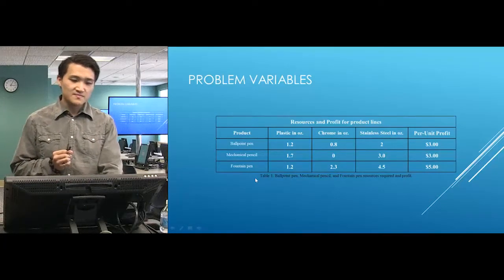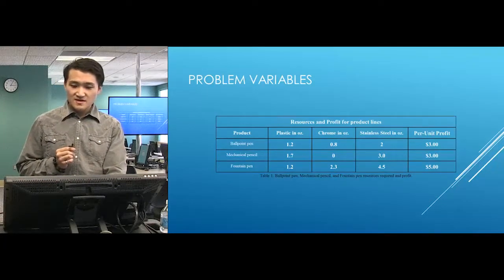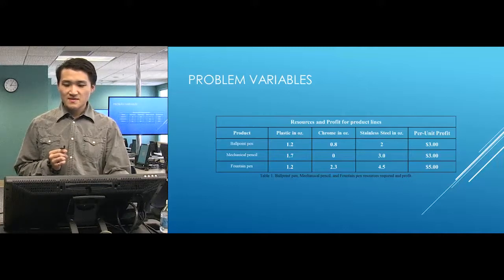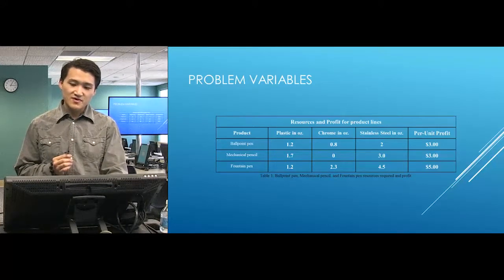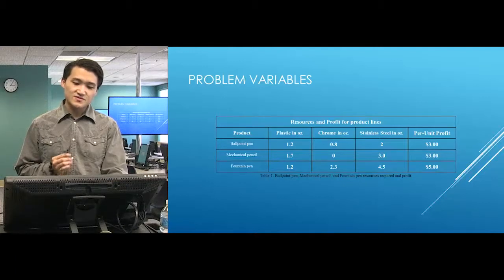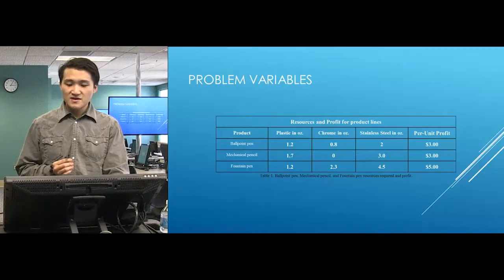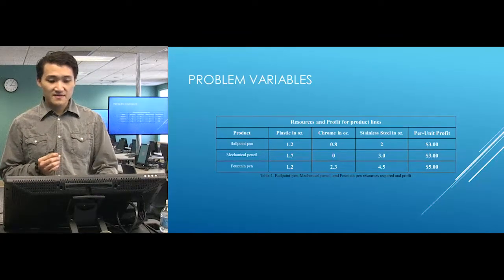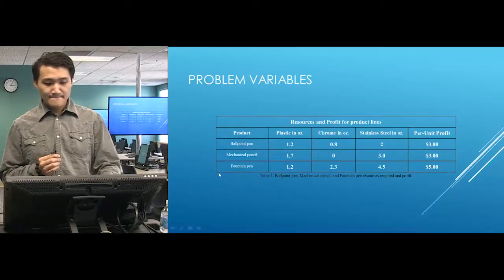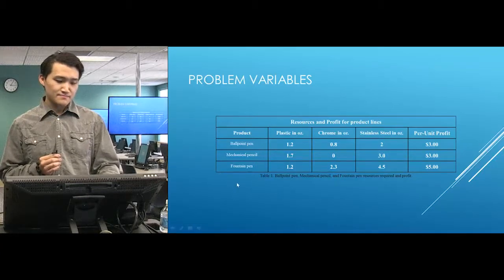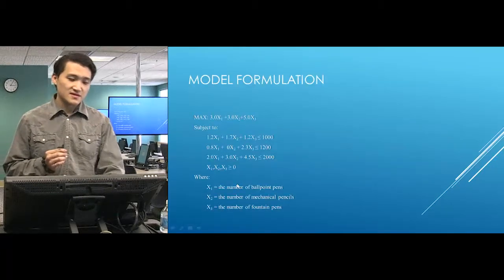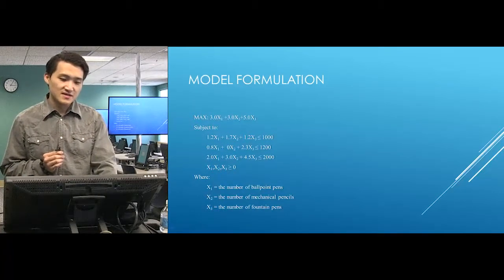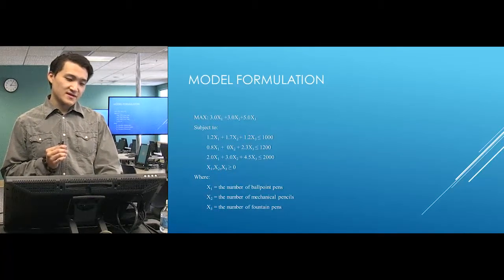These are the problem variables. In this table, we can see the per unit profit is $3 for the ballpoint pen and the mechanical pencil, and $5 for the fountain pen. And this is the model formulation that is provided by Joe.